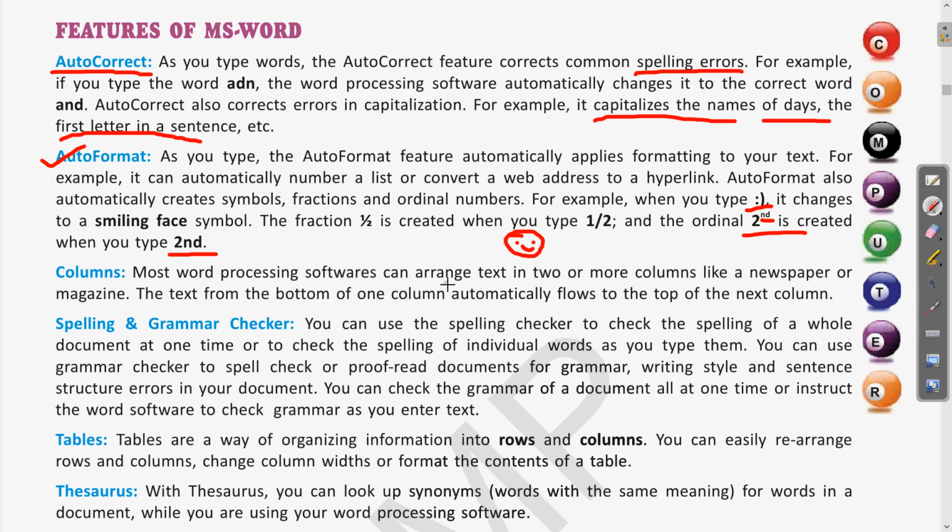Then the columns. As you see in books and in newspapers, the news is printed in column form; the same can be done using MS Word. Then spelling and grammar check: MS Word can be used for checking the spellings, and you can also check for grammatical mistakes if there are any, using the spelling and grammar check.